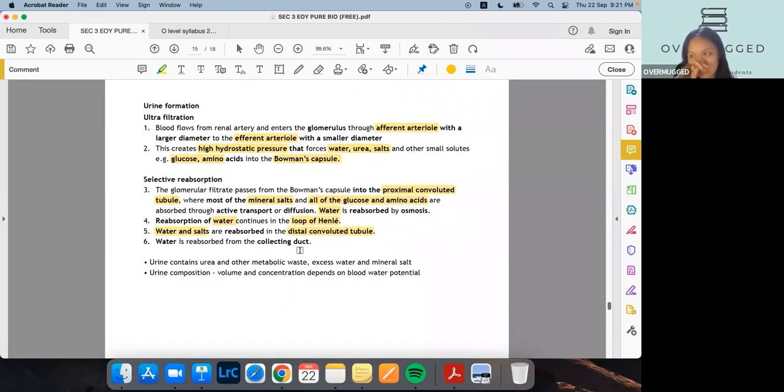And in this chapter, of course, there are a lot of other things that affect urine composition. It contains urea, metabolic waste, excess water, and mineral salt. So if there is a protein-rich diet, then the urea content will go up. If you drink a lot of water or you never drink water, then the water content in the urine will differ. Mineral salt as well, maybe you eat something very salty or never eat anything salty, the urine composition will change. Mainly protein-rich diet, how much water you take in, and your blood water potential, which osmoregulation will affect, both the volume and the concentration.